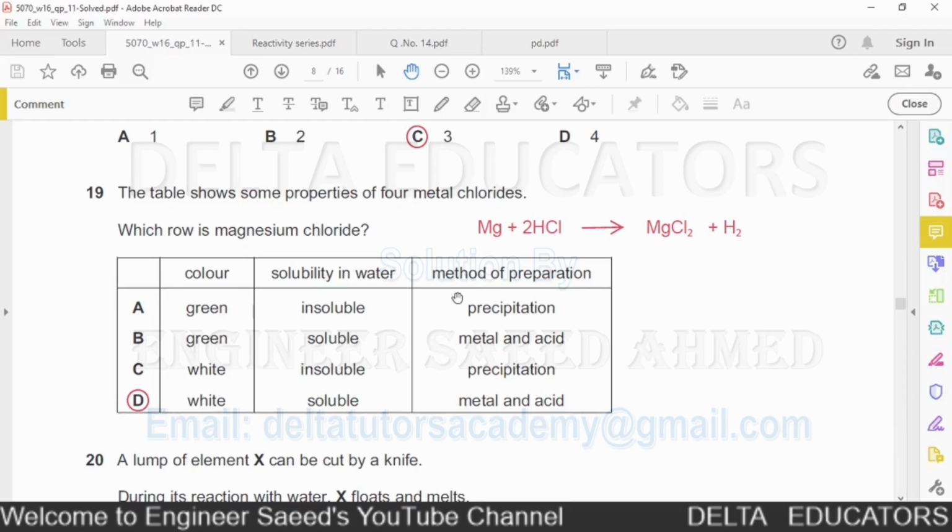What about the third column, method of preparation? We have discussed that when a metal reacts with an acid, we get magnesium chloride. Metal reacts with an acid. So here our correct option is D: color is white. Solubility in water, yes, soluble. Method of preparation, it is prepared by a reaction between a metal and an acid.